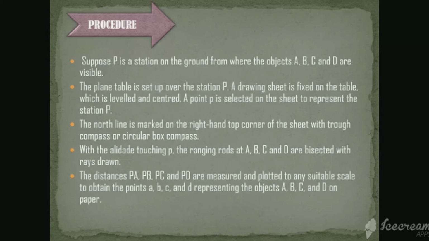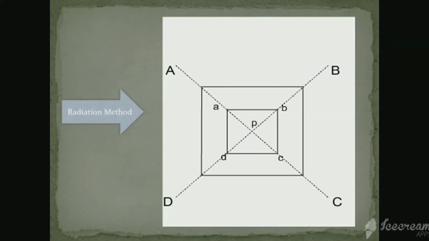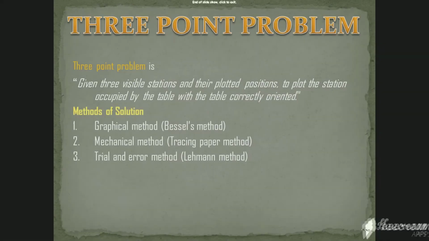With the alidade touching P, the ranging rods at A, B, C and D are bisected and rays are drawn. The distances PA, PB, PC and PD are measured and plotted to any suitable scale to obtain the points A, B, C and D, representing the objects A, B, C and D on paper. This is the diagram of radiation method.